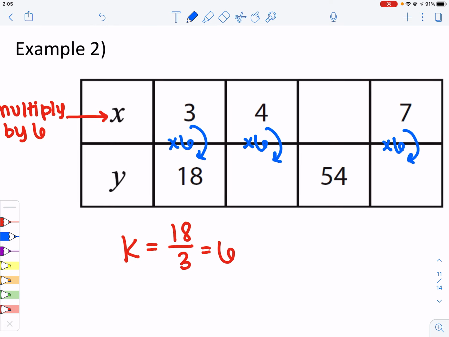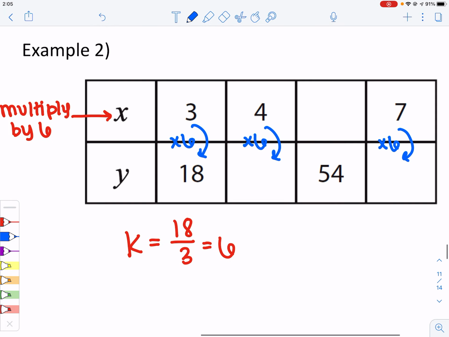All right, so let's try that. Let's try to find your missing value. Go and find this first missing value. If the x is 4, what is the y value going to be? Okay, so if the x is 4, I know that 4 times 6 is going to give me 24, so my y value is going to be 24.